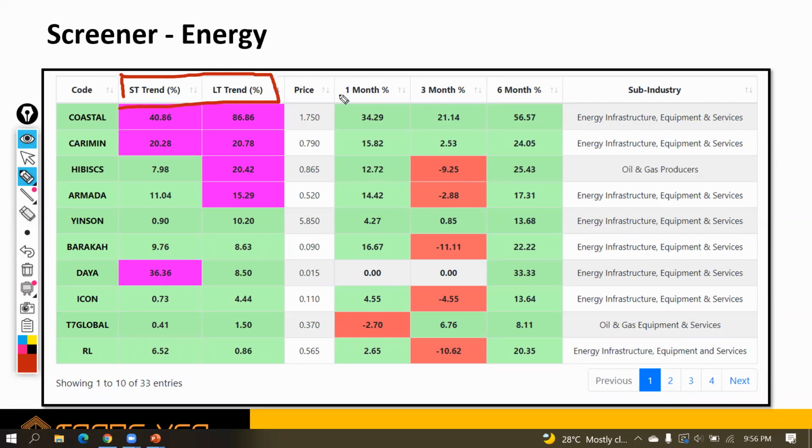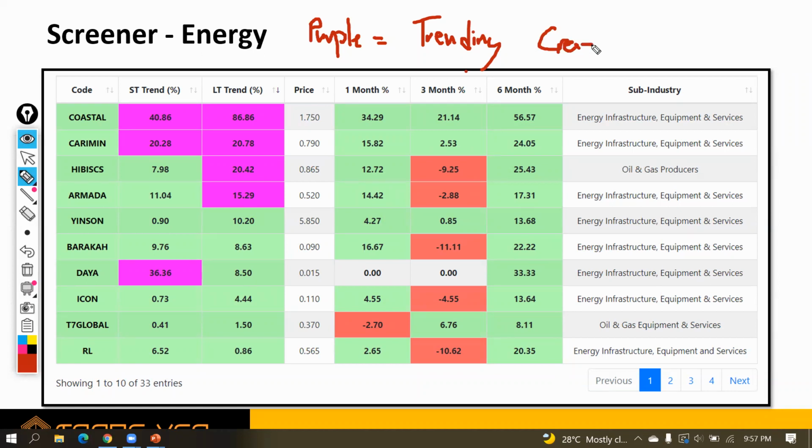Because I'm probably going to take another 30 minutes to 1 hour to explain the 1 month, 3 months, 6 months. So what we do is, of course, purple color represents trending. Let me write over here. Purple is trending. Green is good setups. I put it as G setups. Good setups. Sorry about the bad writing over here.